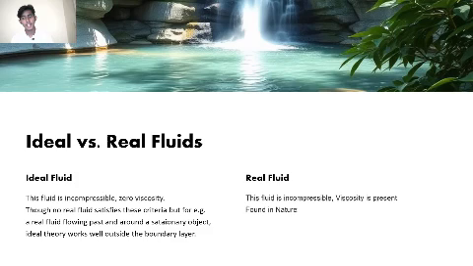First one is real and ideal fluids. What are ideal fluids? The word itself says it must be perfect. This fluid is incompressible and has zero viscosity. It is mainly a theoretical concept, so no ideal fluid exists in real life. But in some cases, like a real fluid flowing past and around a stationary object, ideal theory works well outside the boundary layer. Next is the real fluid. This fluid is compressible and viscosity is present, which is found in nature like air, water. These all are real fluids. When you look around, you see the real fluids.